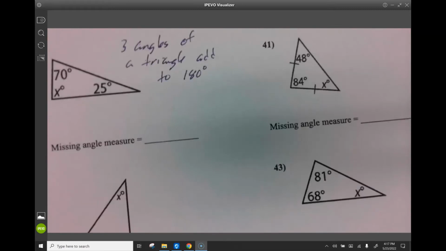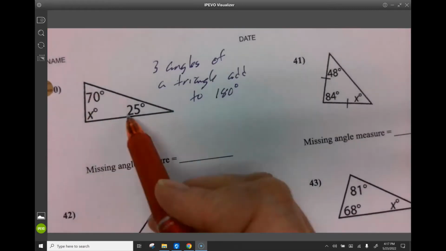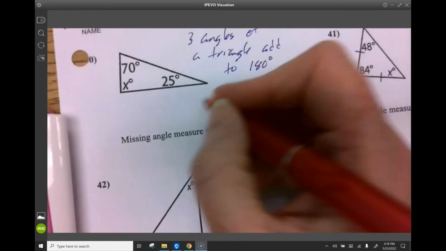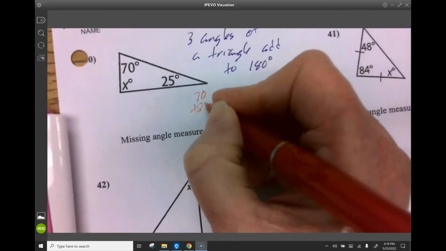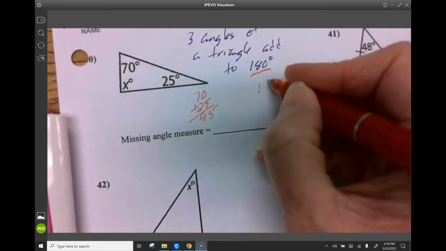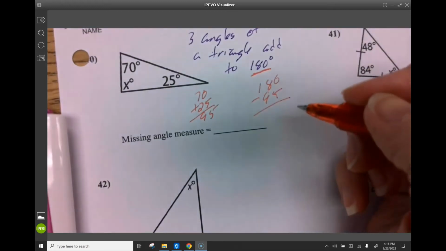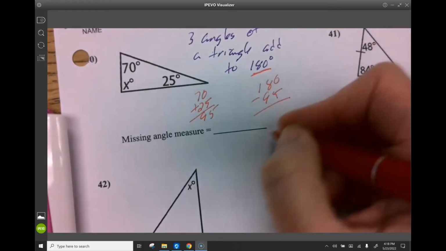Okay, last page. You're going to like this page. This is one of your favorites. Remember, the angles add up to 180. So I take the two angles, add them together. I take 70 plus 25, gives me 95. Three angles add up to 180. So I take 180 minus 95, and I get 85.